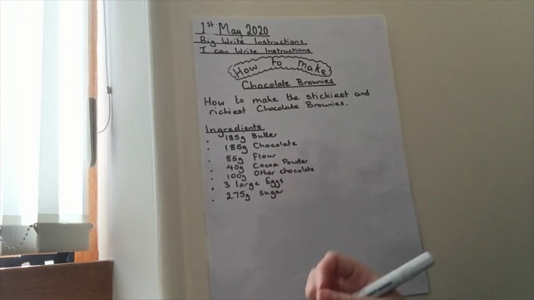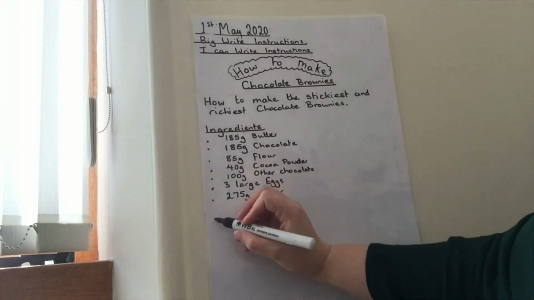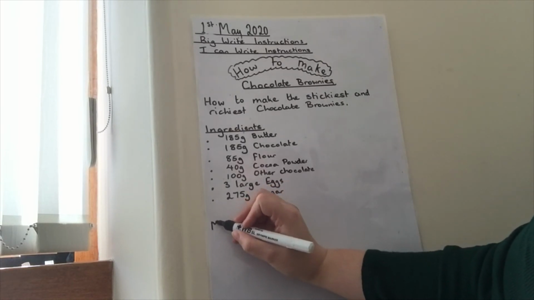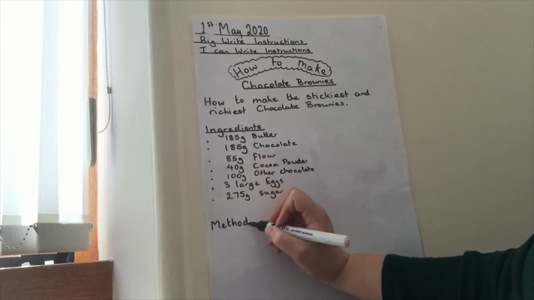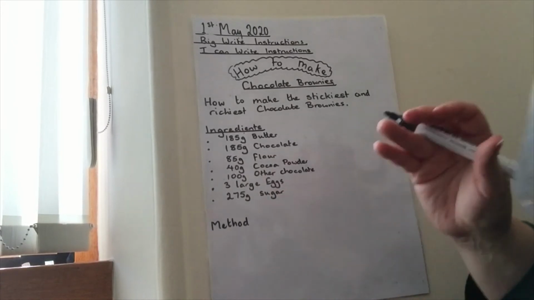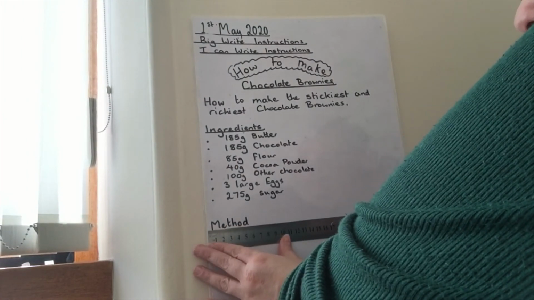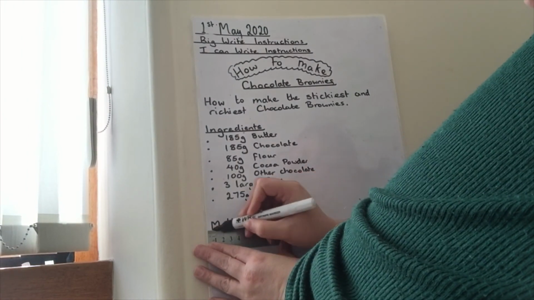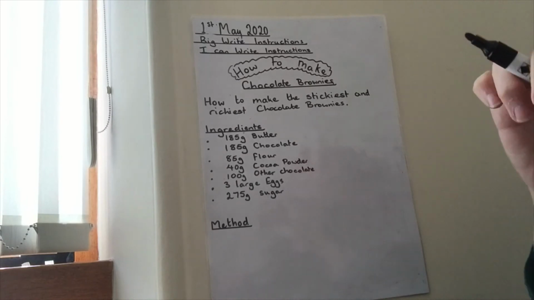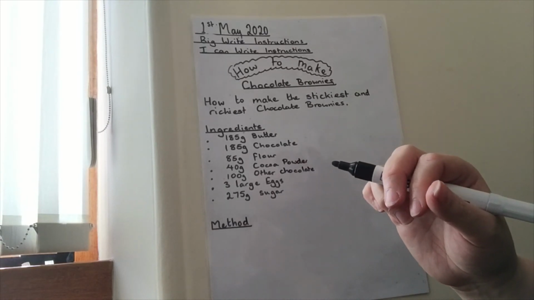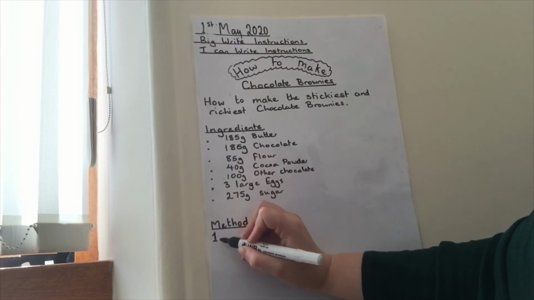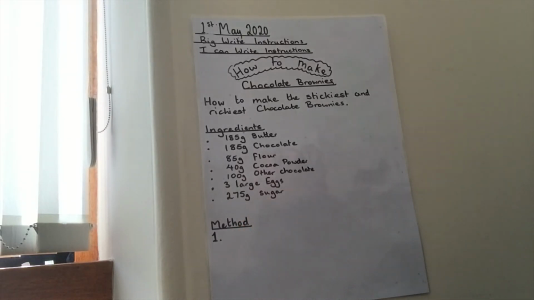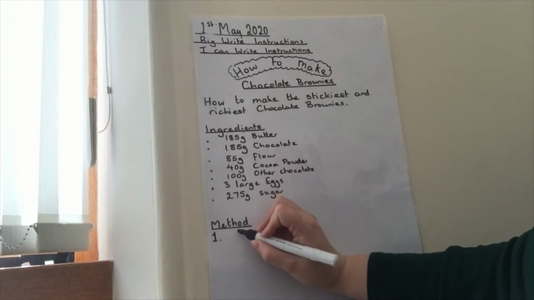Okay, so now I'm ready to move on to my method. So again, I'm going to write the subheading of the method. I'm going to underline it with a ruler. And then I'm going to write my step-by-step method on how to make these brownies using bossy verbs.